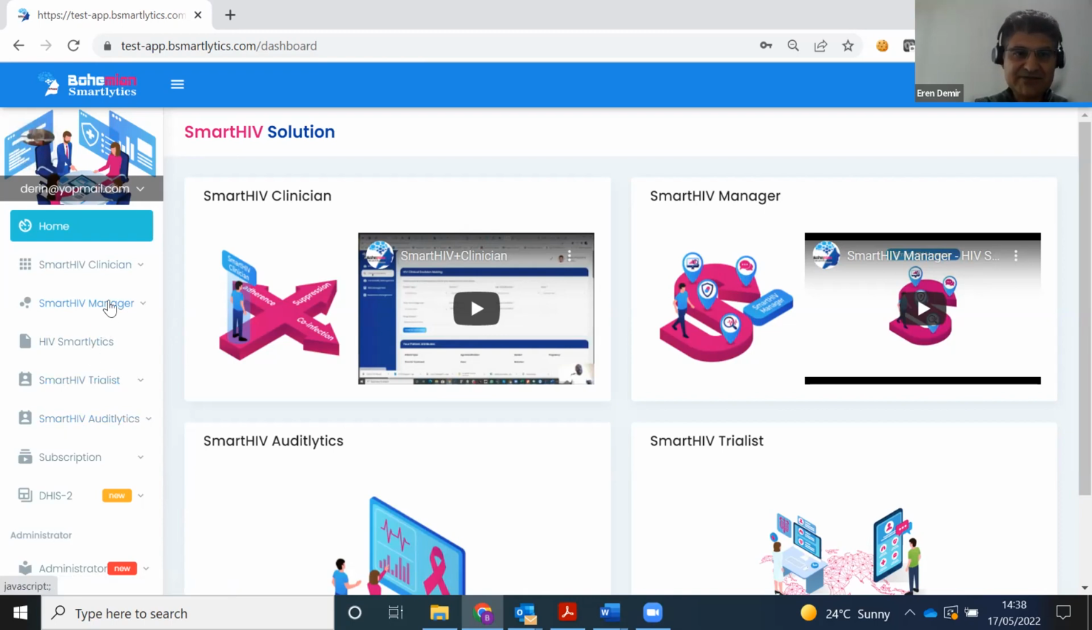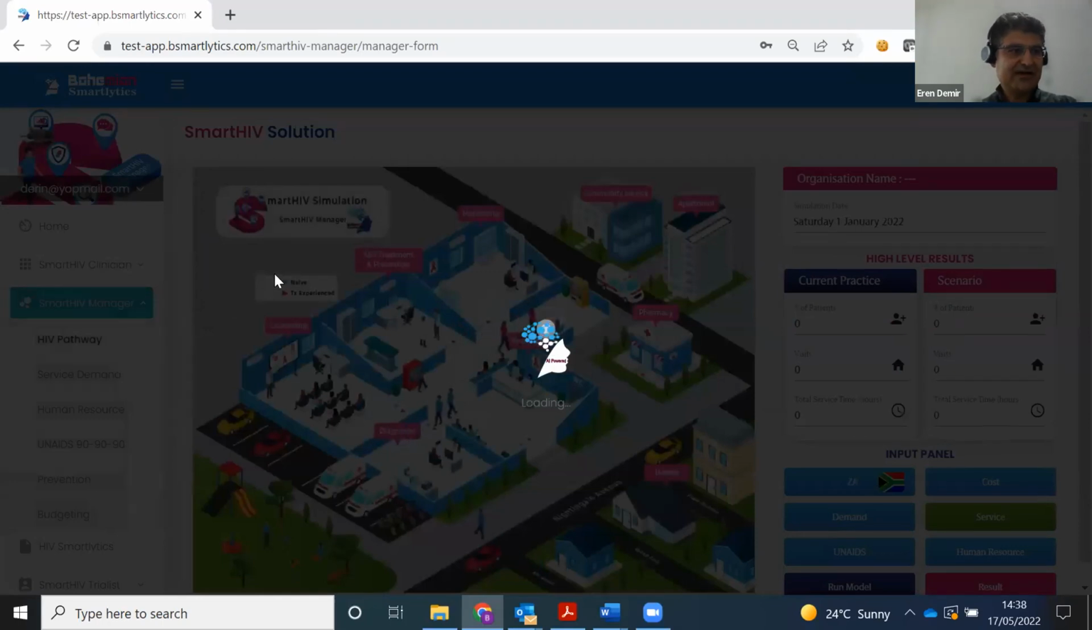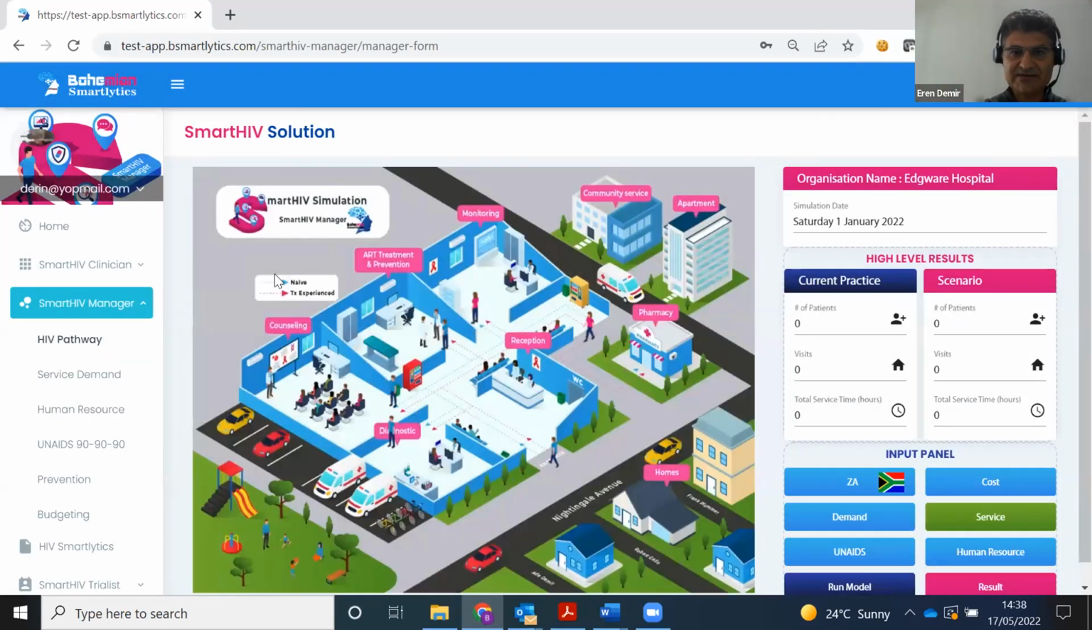I want to start with the manager first. Just to remind you what the manager is: this is an interactive web-based portal for the management of HIV services. This is where you'll be able to assess your needs over the next 3 months, 3 years, 5 years, and 10 years. The way it works is this.